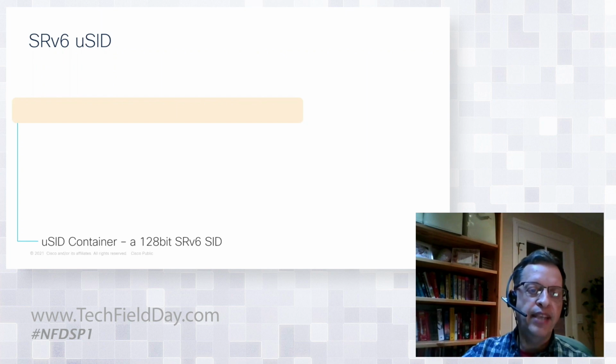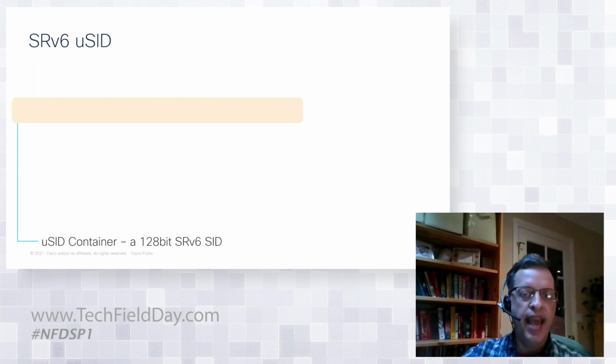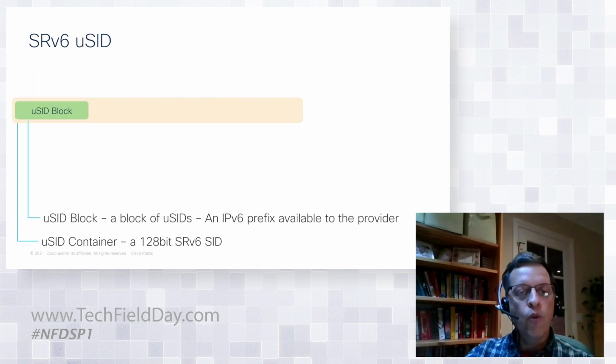And the concept is based on what we call a micro SID container. A micro SID container is basically a full-blown 128-bit SRv6 SID. The container will carry a micro SID block, which is really going to be the leading part of the container. It's actually an IPv6 prefix that is available to the provider. We will talk more about what are those IPv6 prefixes in real practice.